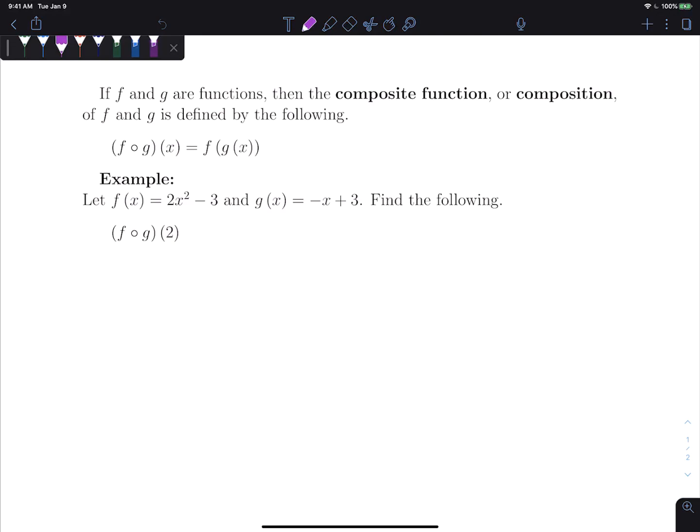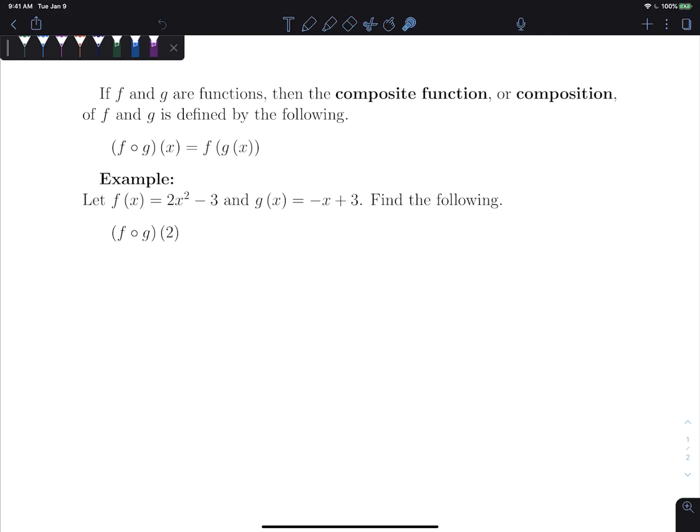Hello. In this video, we're going to look at composite functions. If f and g are functions, then the composite function or composition of f and g is defined by the following. f composed of g of x is equal to f of g of x.